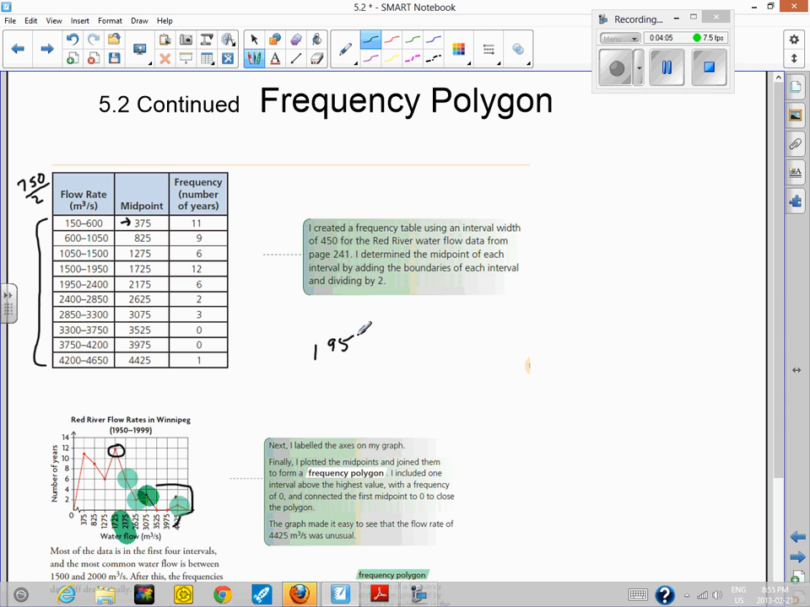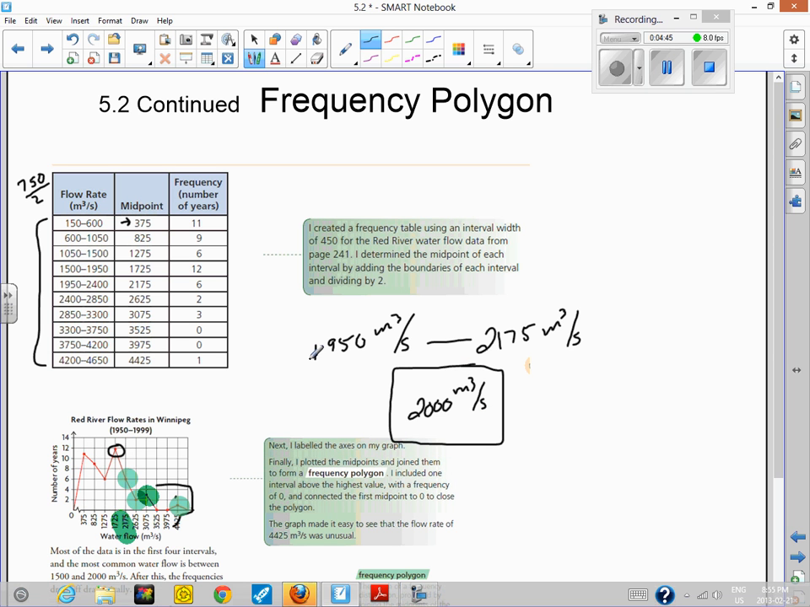So from the histogram, we're saying a flow rate of 1950 cubic meters per second. And from this one, we're saying a flow rate of 2,175 you have a likelihood of getting flooding. So it would be accurate to say that if you're, say, somewhere around 2,000 cubic meters per second, you're in that flooding potential.